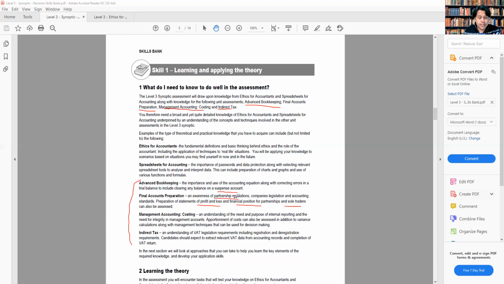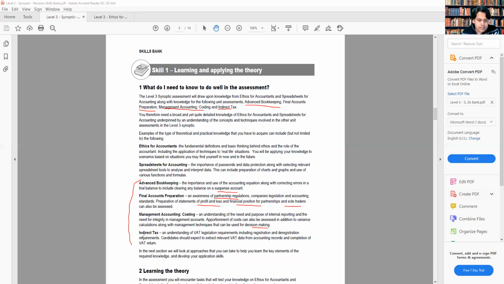This four area is normally tested in the exam. From management accounting costing, understanding of the need or purpose of internal reporting and the need for integrity in management accounts. Apportionment of costs can be assessed, in addition to the variance calculation, along with the management technique that can be used for decision making. So this type of question can be tested in the exam.